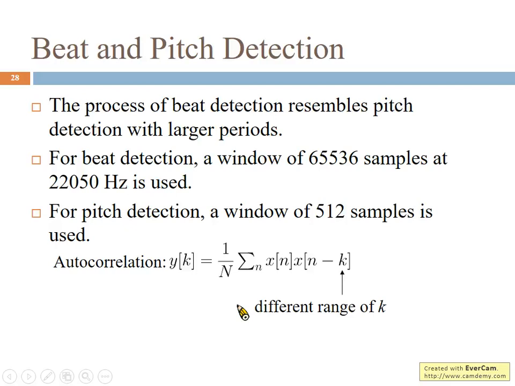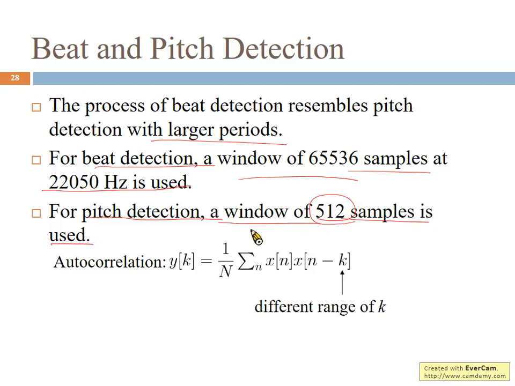So the proposed process of beat detection resembles pitch detection with a larger period. For beat detection, a window of 65536 samples at 22 kHz is used. But for pitch detection, a window of 512 samples is used. So we can see the window is much, much shorter than that used for beat detection. We also calculate the autocorrelation based on the same mathematical definition. Of course, we try different values of k, and we get various autocorrelation values.